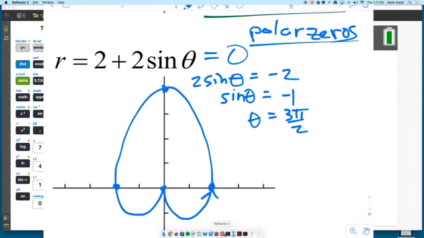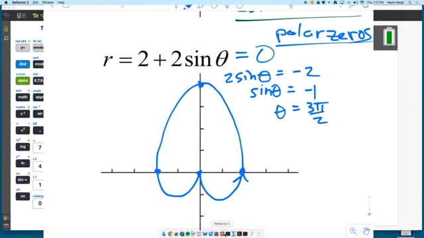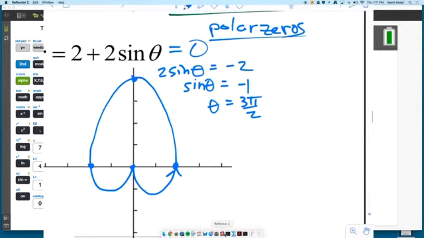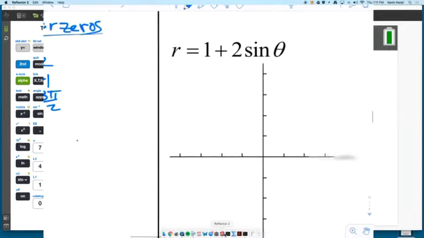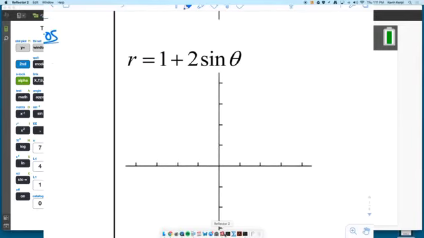All right? So it is a cardioid, just like it would be for cosine, but because it has sine, it has what type of symmetry? Y-axis symmetry. Trace that once from 0 to 2 pi. The maximum radius is still 4. The minimum radius is the difference is still 0. What do you think this guy's going to look like? 1 plus 2.